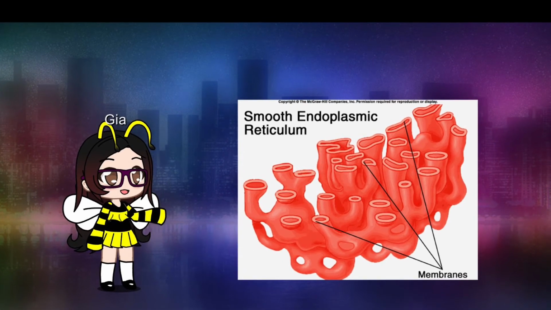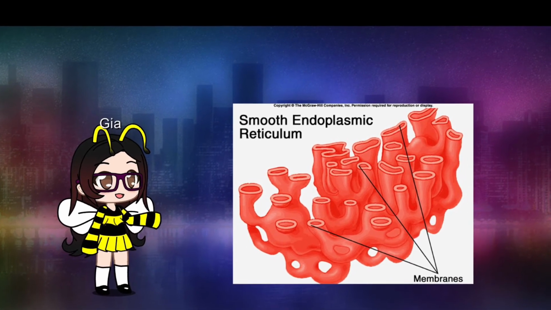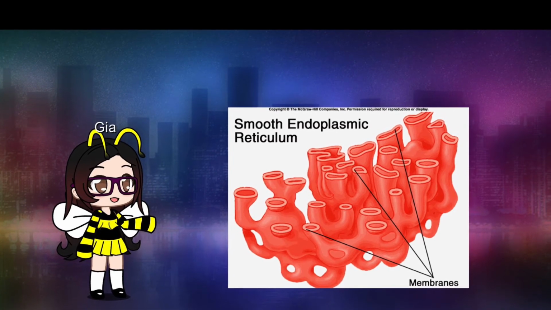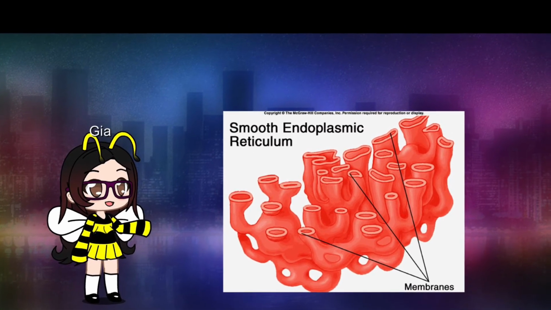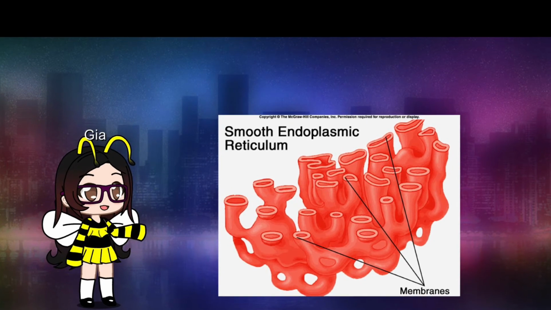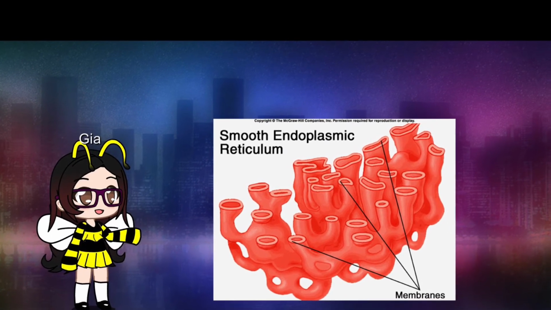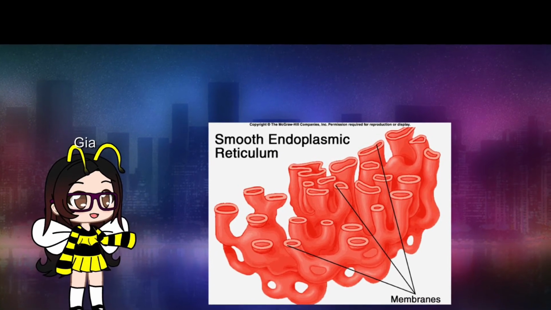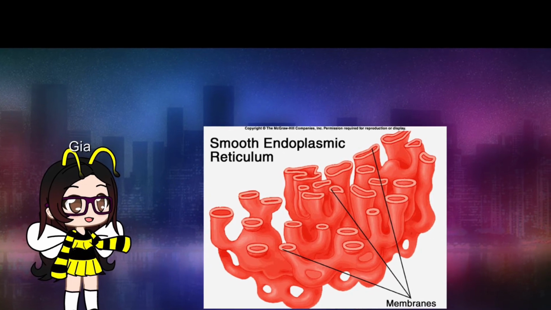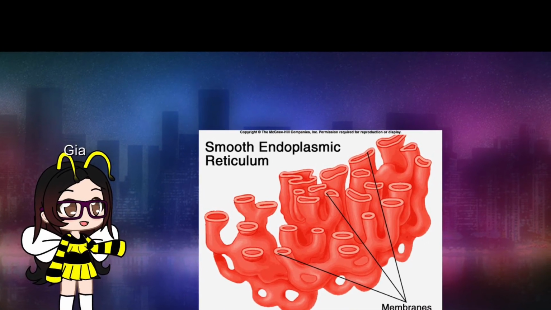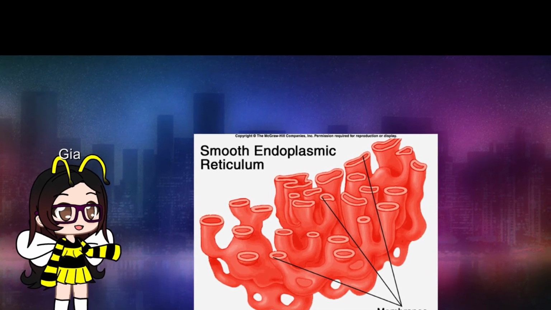The smooth ER is a membrane-bound network without surface ribosomes. They have tubes and folds. The main function for this is that it detoxifies and has lipid synthesis. You'll have to follow the rough ER until it turns smooth.